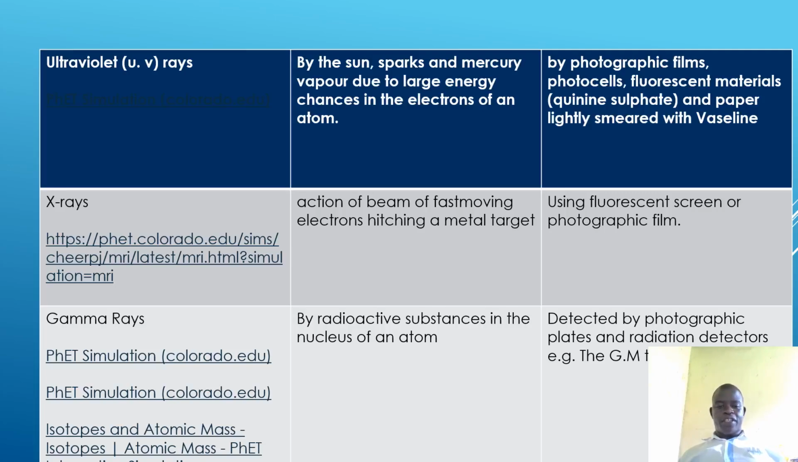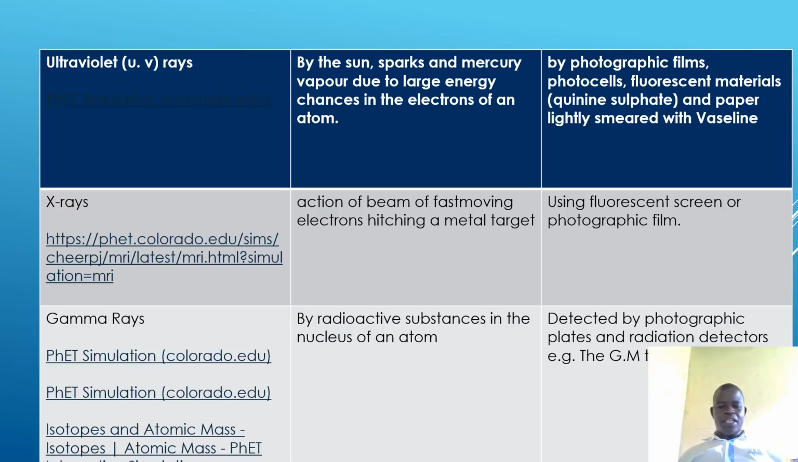We also have X-rays. This is where we have the action of a beam of fast-moving electrons hitting a metal target. They are detected using a fluorescent screen or photographic film.